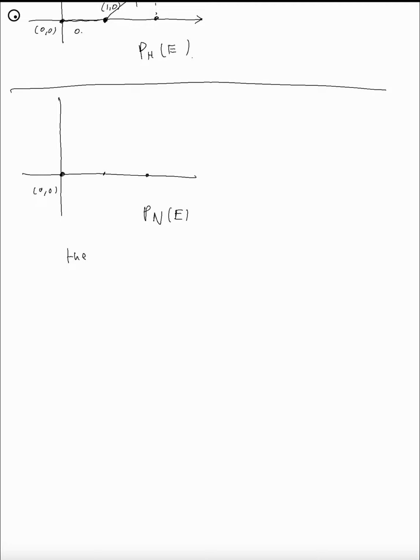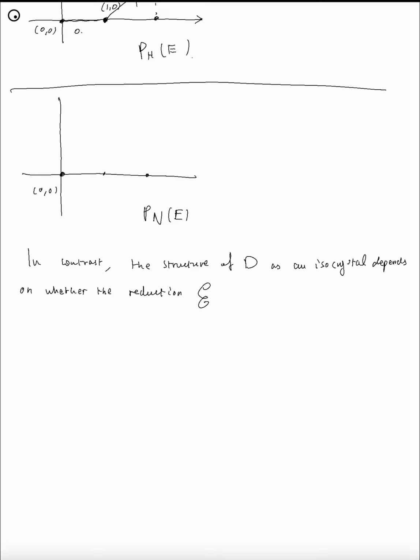So this is the structure of the isocrystal. So let's say in contrast, the structure of D as an isocrystal depends on whether the reduction, so this is the special fiber of E over the residue field k, is ordinary or supersingular.